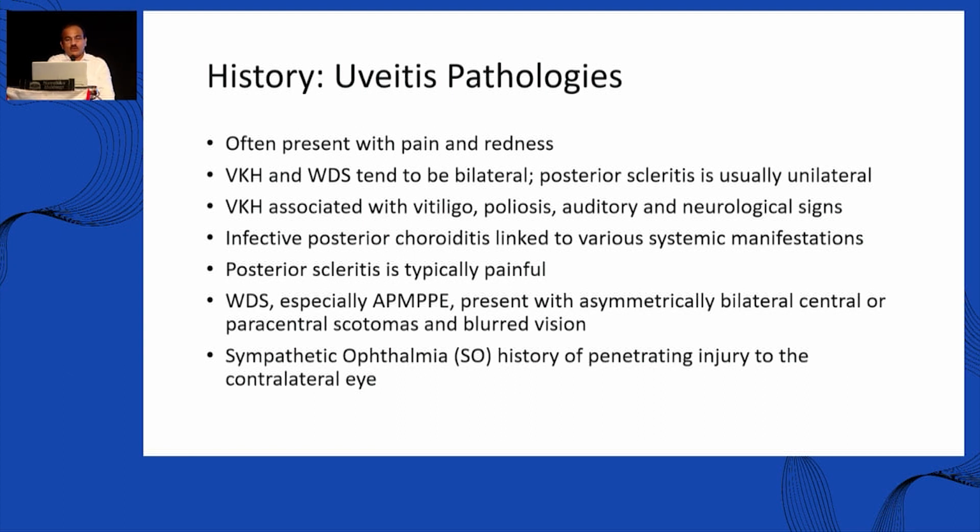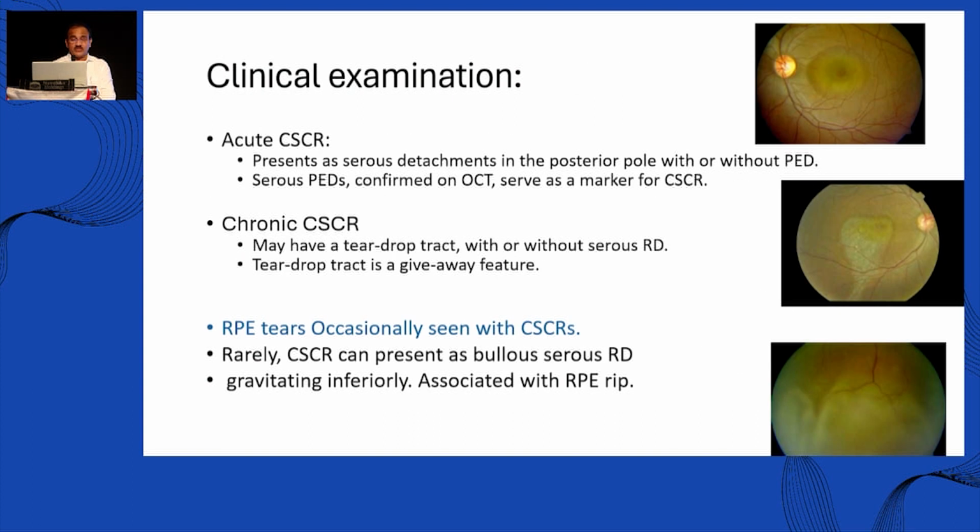Infective posterior choroiditis is linked to various systemic manifestations like I told you, sarcoidosis, etc. And white dot syndrome, especially APMPPE, presents with asymmetrically bilateral central or paracentral scotomas and blurred vision. And sympathetic ophthalmia, of course, you can diagnose, and they are also photophobic, difficult to look at. Now, those are the history.